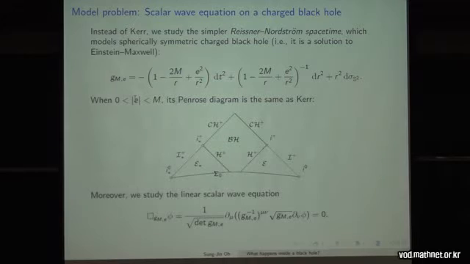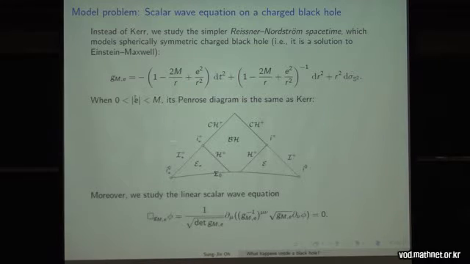Okay? And M represents the mass of the body, E represents the electric charge of the body, and the metric in the exterior region takes the following form. So you see that it's much, much simpler than Kerr. But on the other hand, its Penrose diagram is basically the same as Kerr.